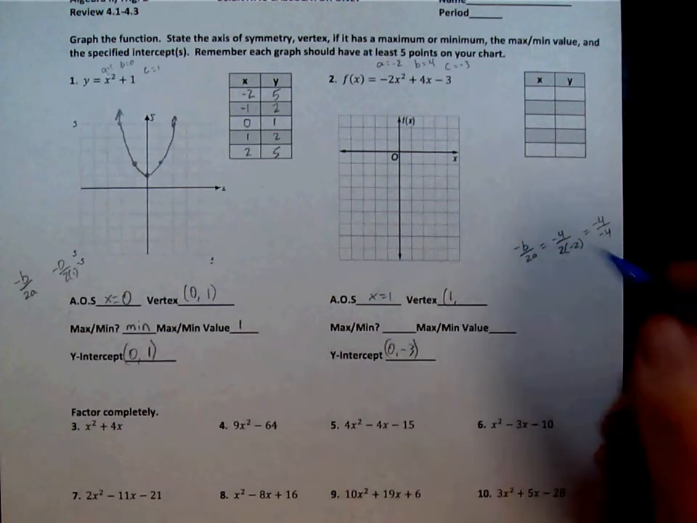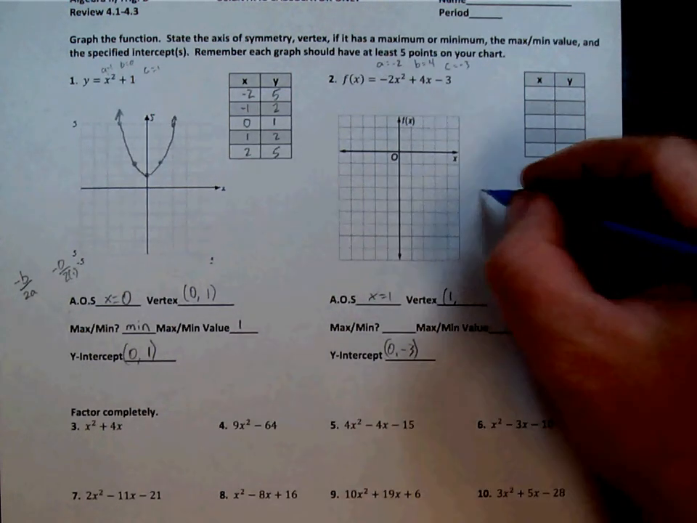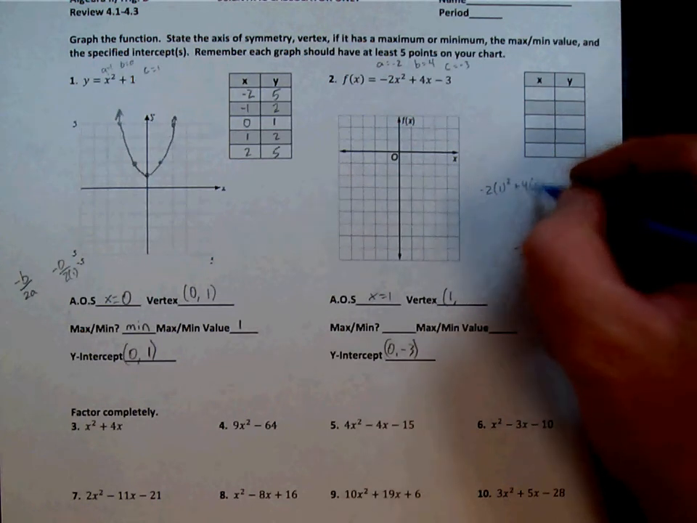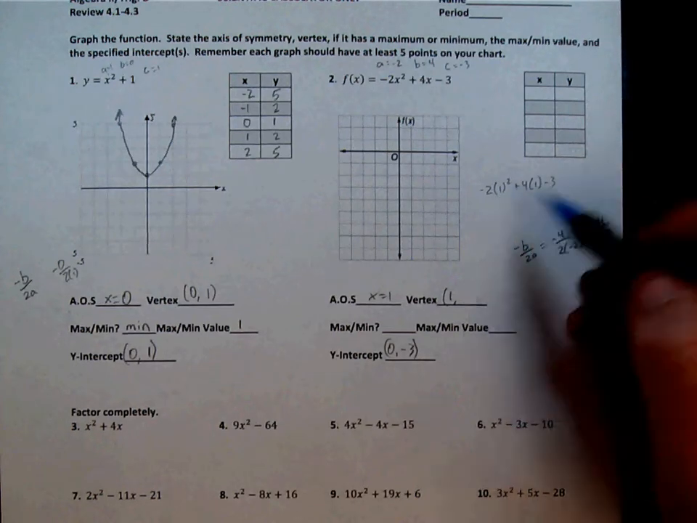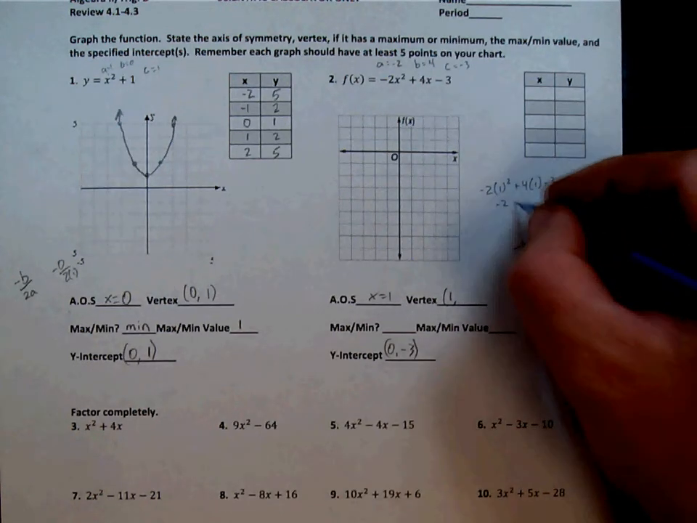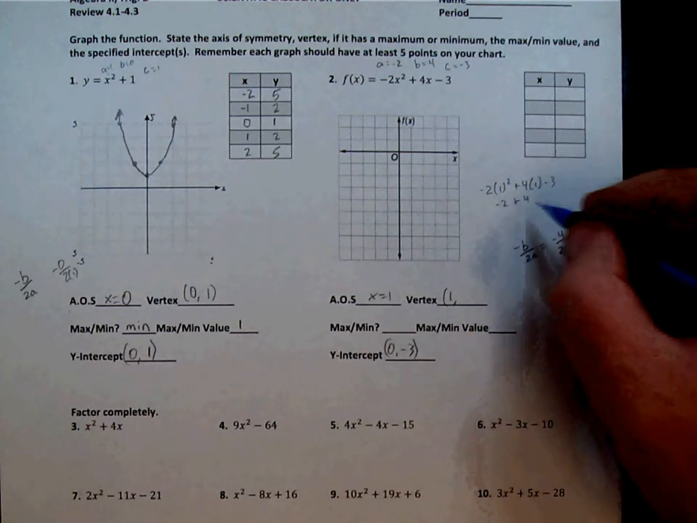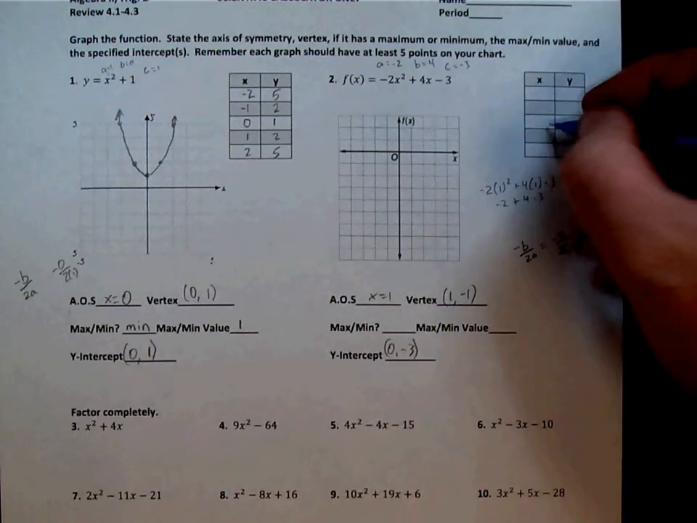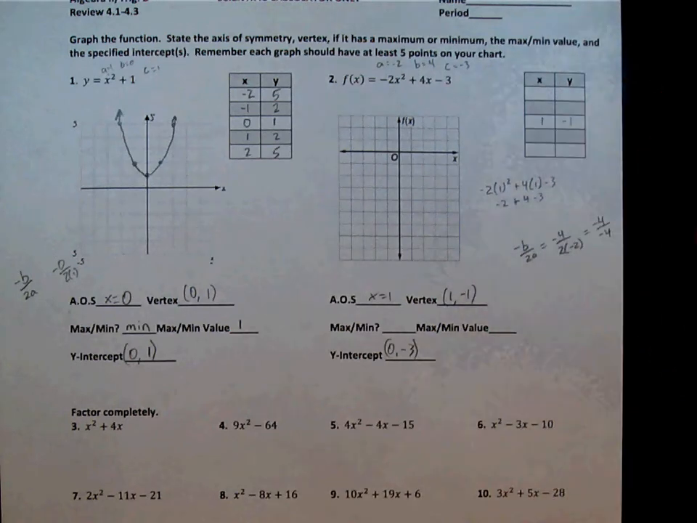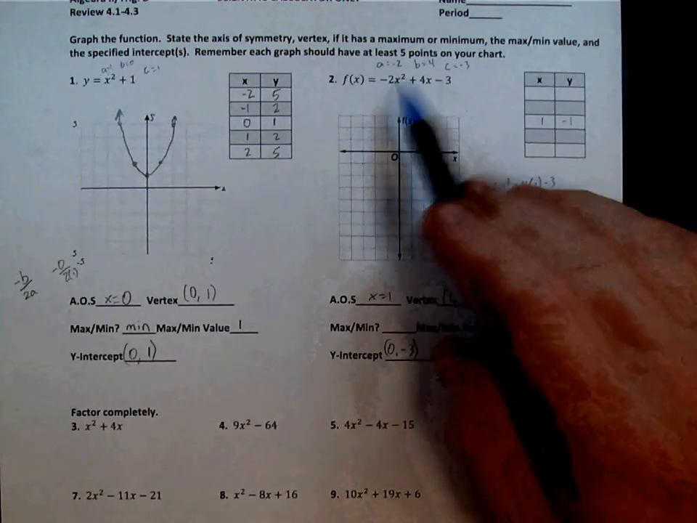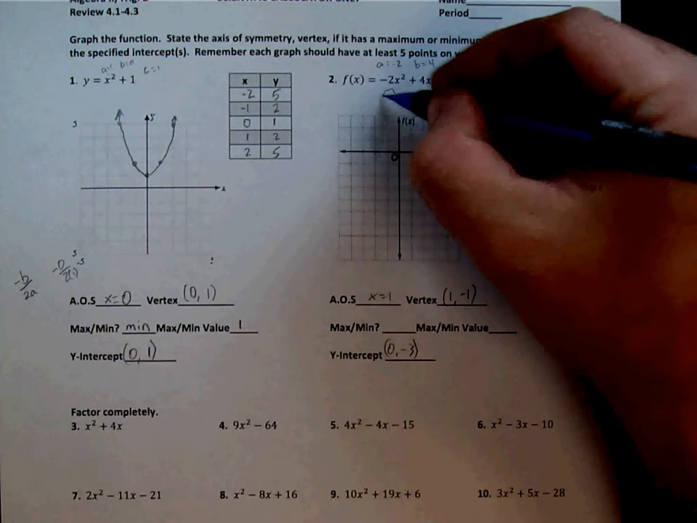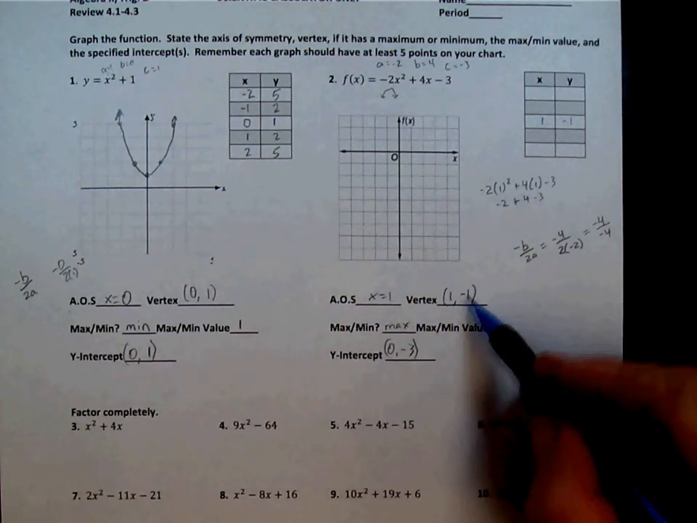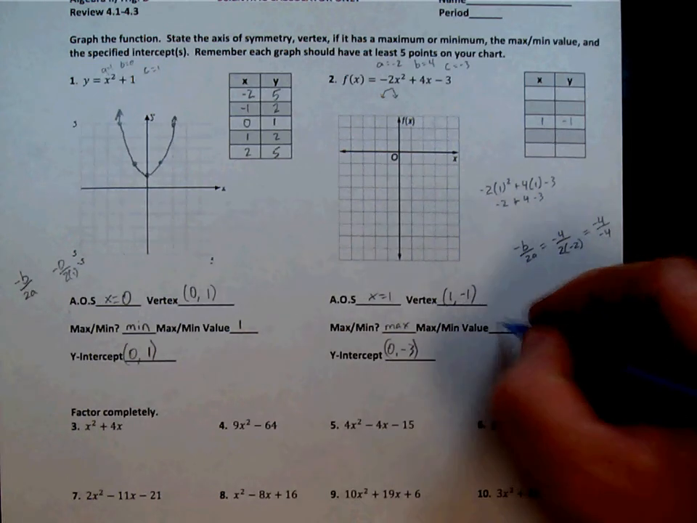Plug 1 in. Okay, so negative 2 times 1 squared plus 4 times 1 minus 3. 1 squared is 1 times negative 2 is negative 2. Negative 2 plus 4 is 2, minus 3 gives us negative 1. So 1, negative 1. Since my a value is negative, I know this one's opening downward, so my vertex is at the top, which is the max, and that max value will be whatever the y part of my vertex was, which is negative 1.